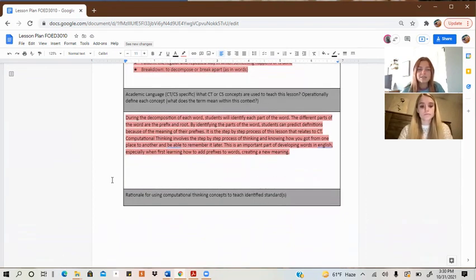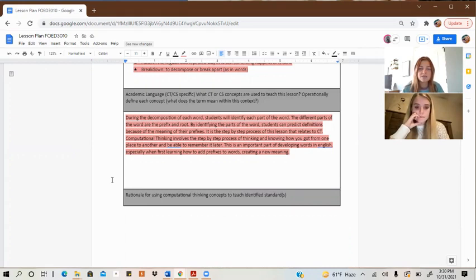For our academic language, during the decomposition of a word, students will identify each part of the word. The different parts of the words are prefix and root. By identifying the parts of words, students can predict definitions because of the meaning of their prefixes. It is the step-by-step process of this lesson that relates to computational thinking.